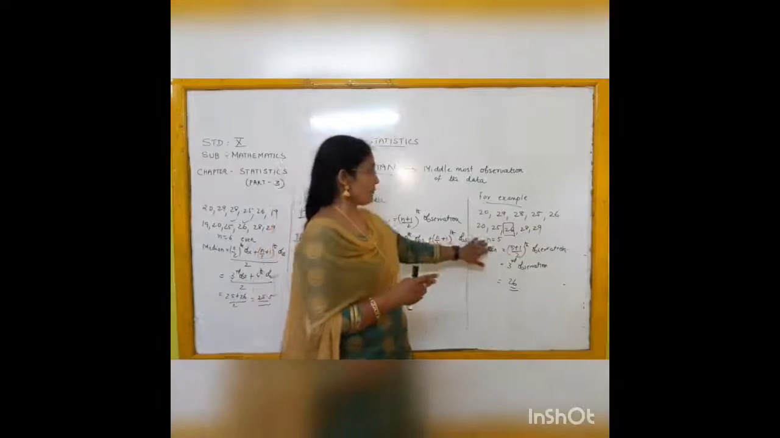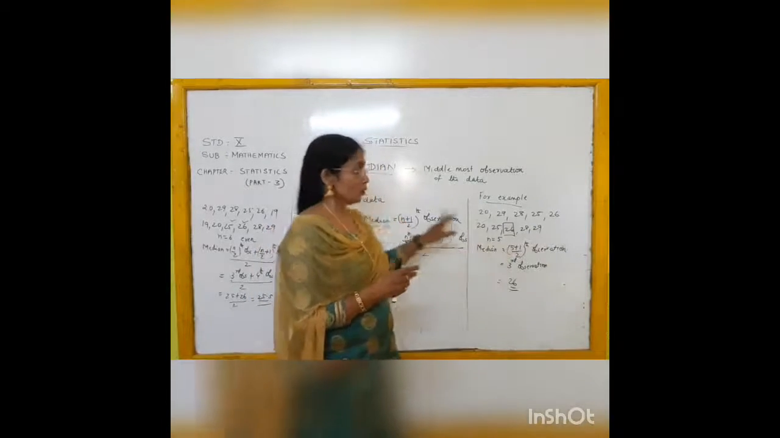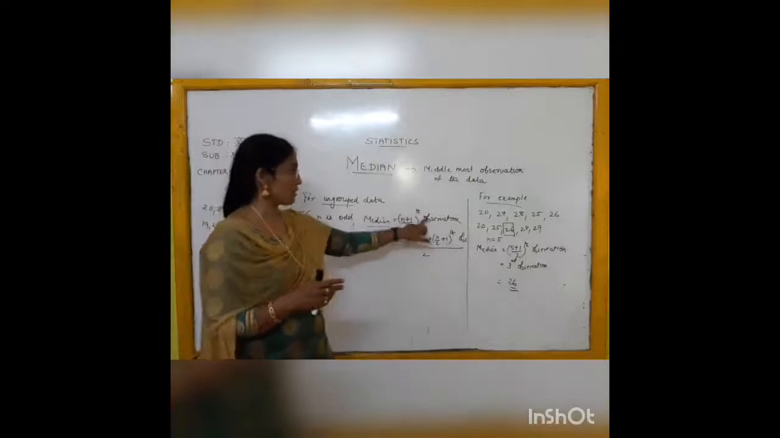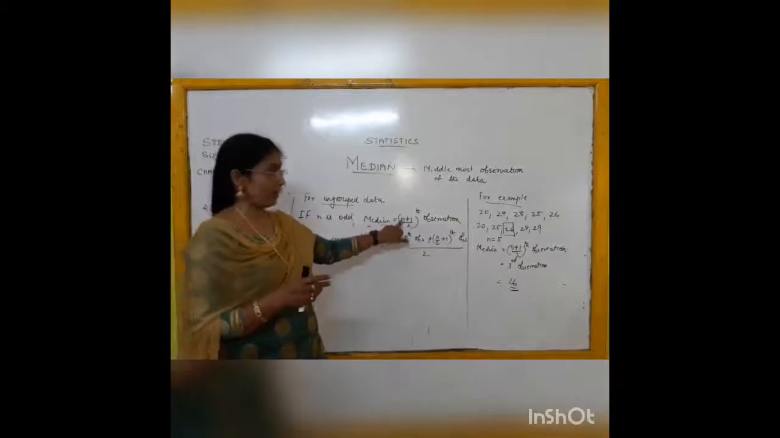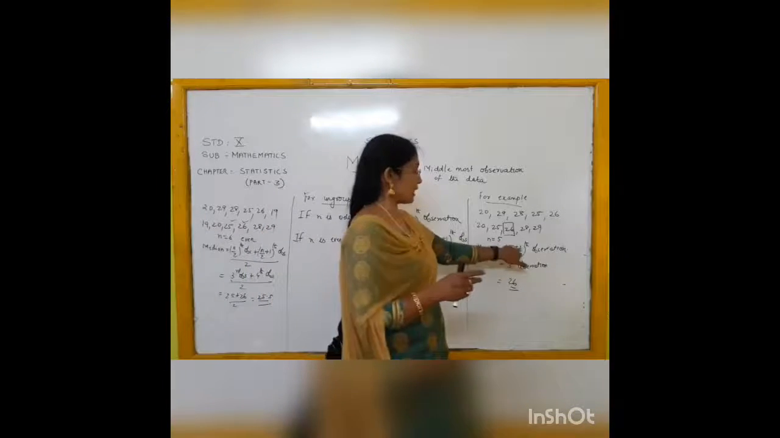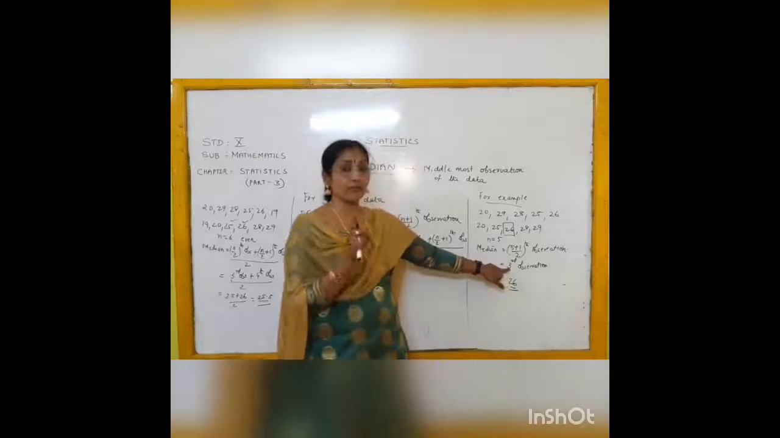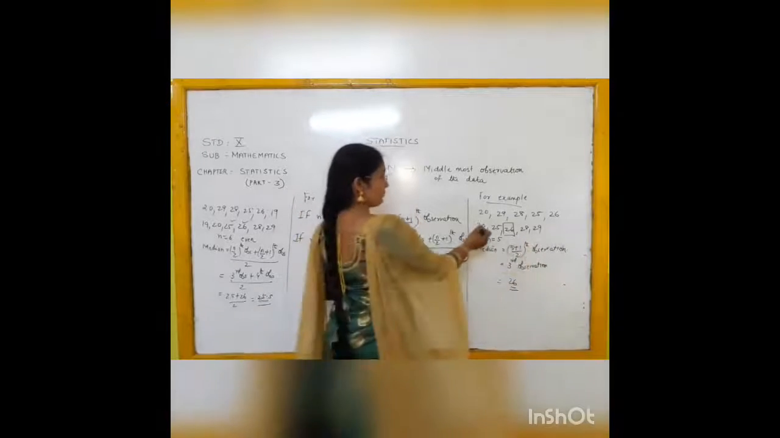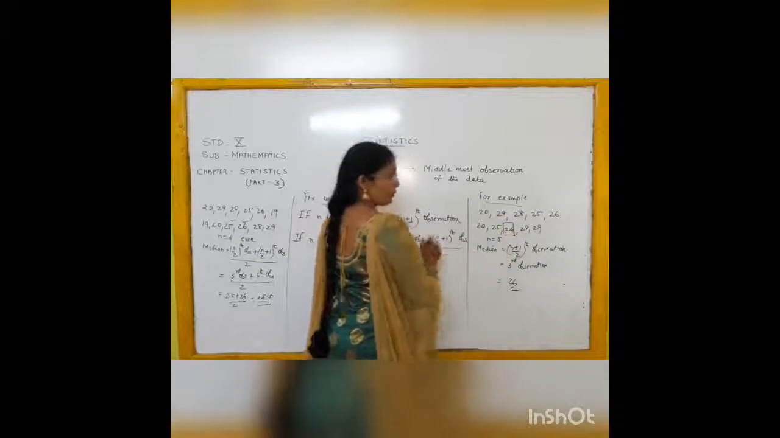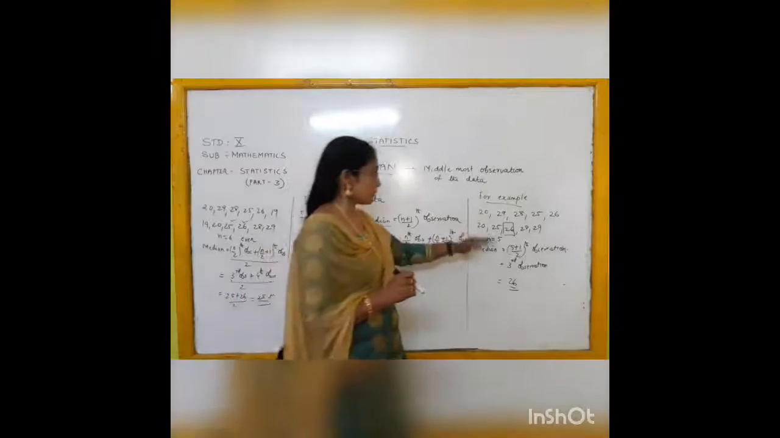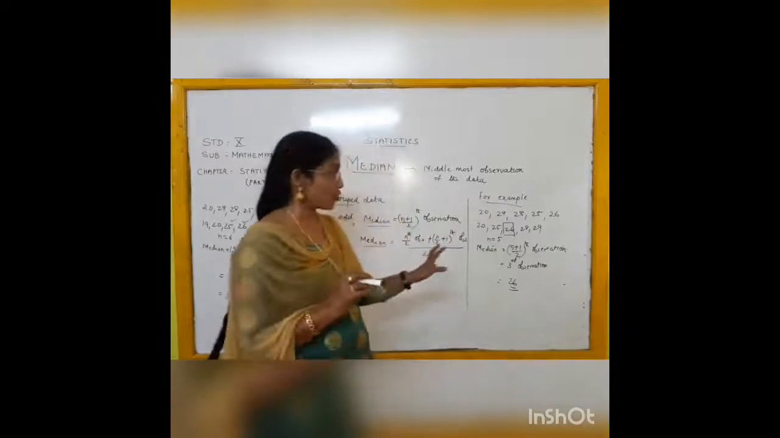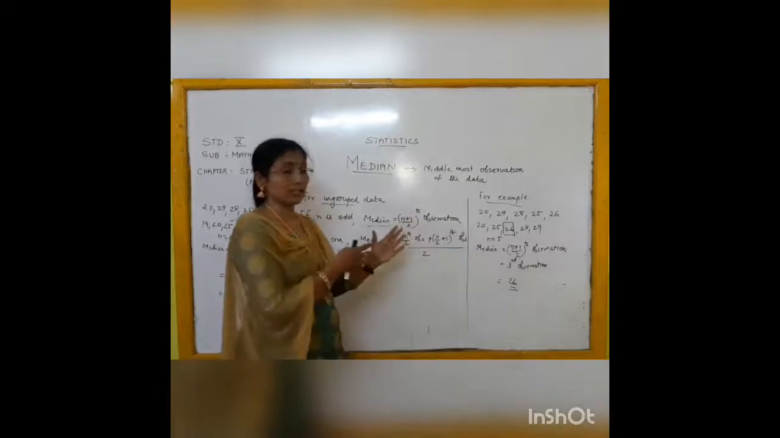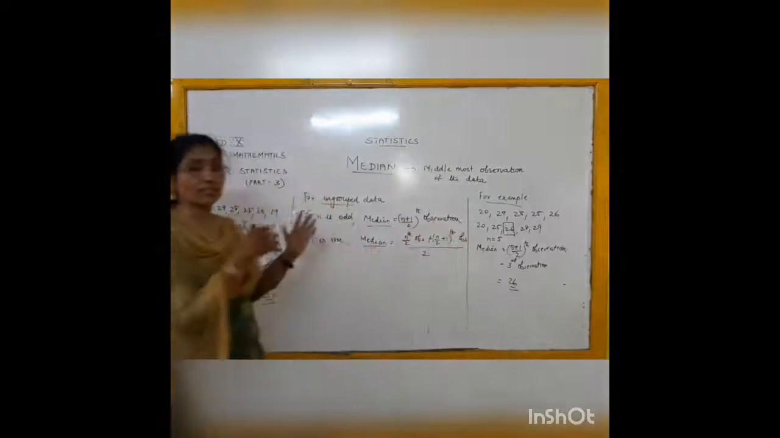After that, the number of observations is odd, so we apply median equals (n plus 1) by 2th observation. N is 5, so 5 plus 1 by 2, that means 6 by 2, which is the third observation. Not 3, the answer is the third observation. So you check which is the third observation. You get 26 as the third observation. That means the median is 26.